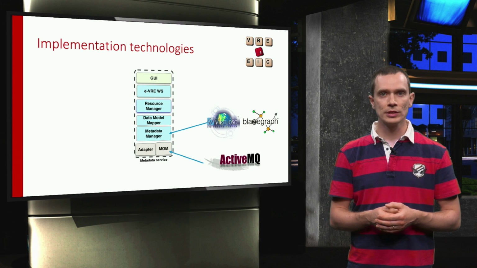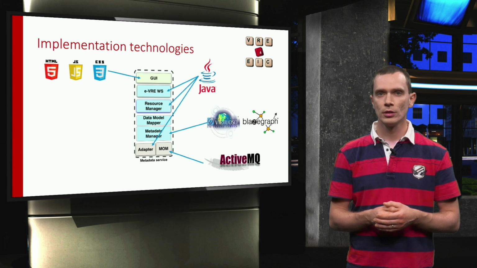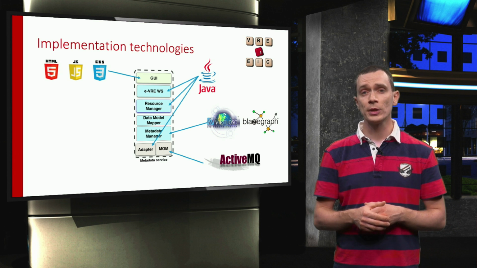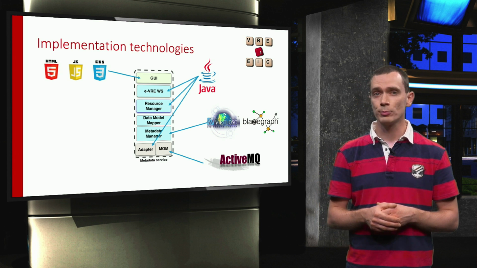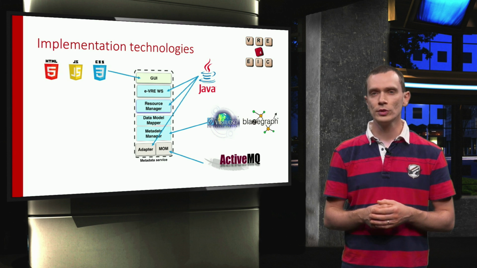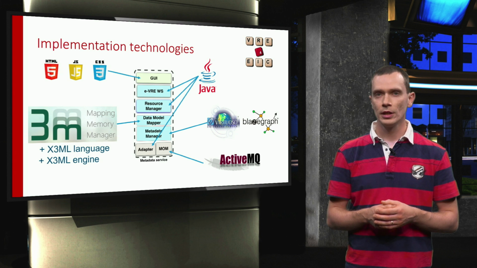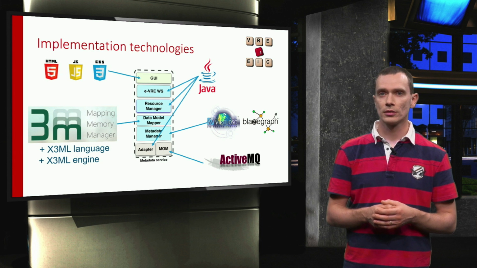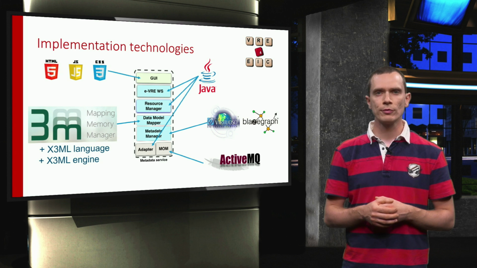Different existing technologies have been used for the current metadata service implementation. Subcomponents also have been developed within the VRE for EIC project. One specific tool is used as data model mapper. This is the X3ML toolkit. This toolkit includes several tools.